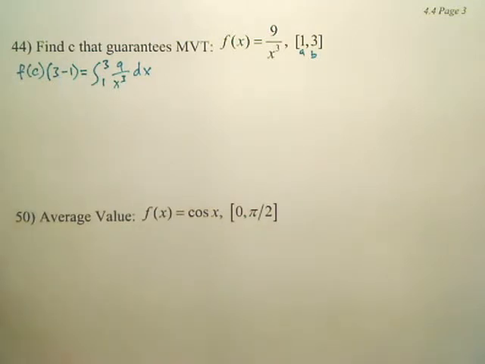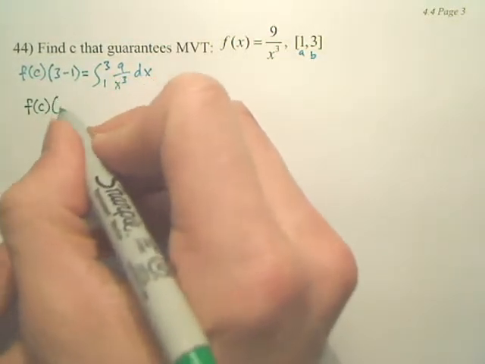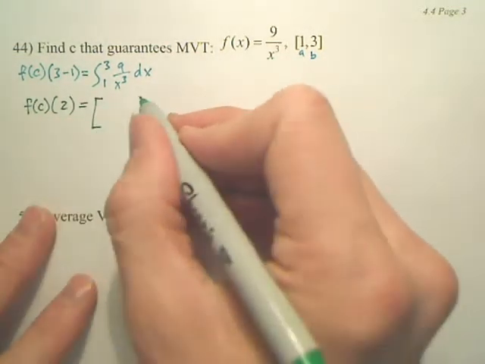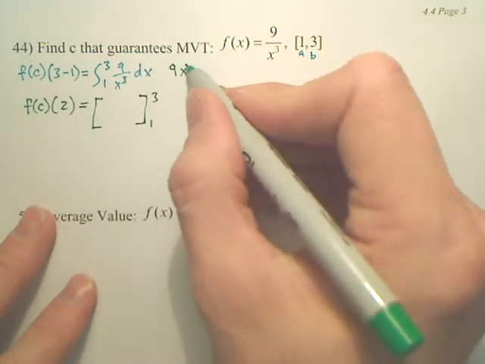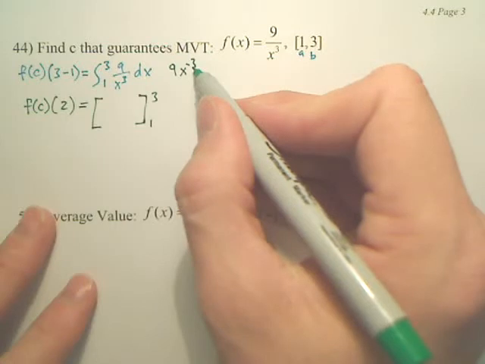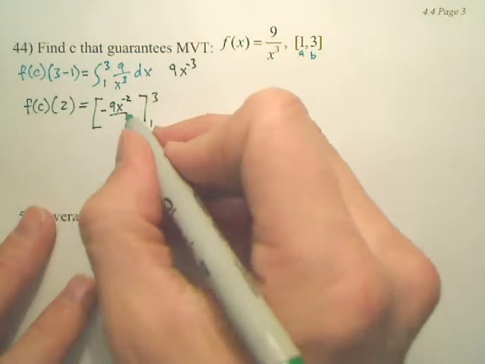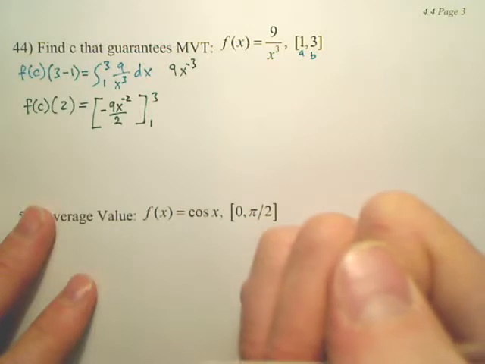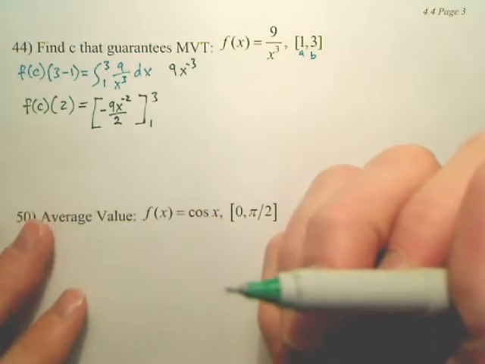So what we're going to do here is, what you notice is you have f of c times 2 equals, well, let's integrate this. Do you understand that's 9x to the negative third? So you add 1 to that, you get x to the negative second. So doesn't that become, does that look right? Or it should be negative 2 on the bottom, but I just put it in front. Okay.